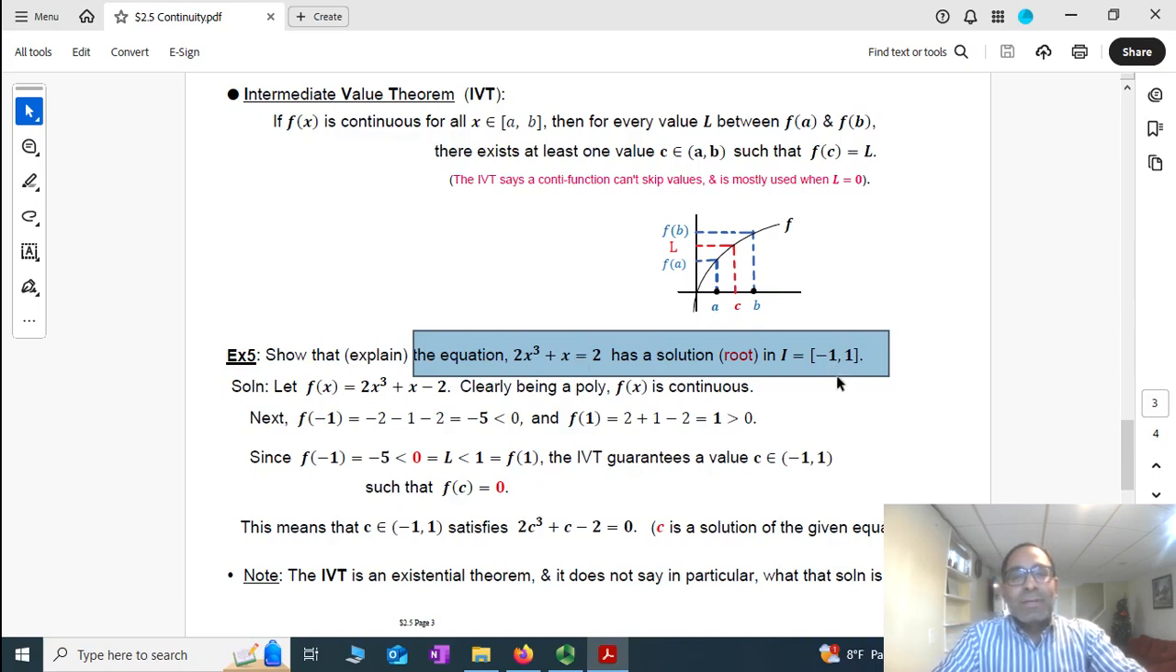By the way, this intermediate value theorem is an existential theorem. It does not say in particular which solution, but it guarantees that there exists at least one solution of the given equation. Great. So we finish this example 5 as well as section 2.5. Thank you.